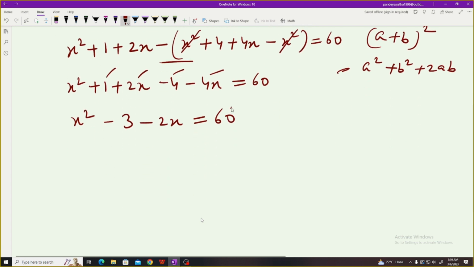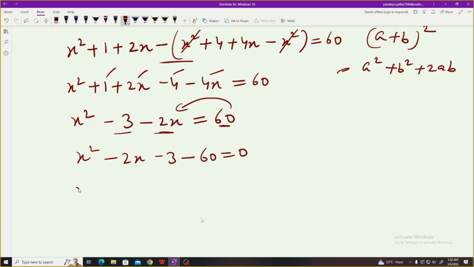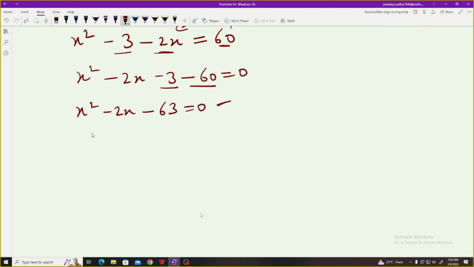So bring this 60 to the other side. So we get x square minus 2x minus 3, and when this 60 comes to the other side it becomes minus 60, equal to 0. So x square minus 2x minus 3 minus 60 is minus 63, equal to 0. So to find the value of x here, use the factorization method.